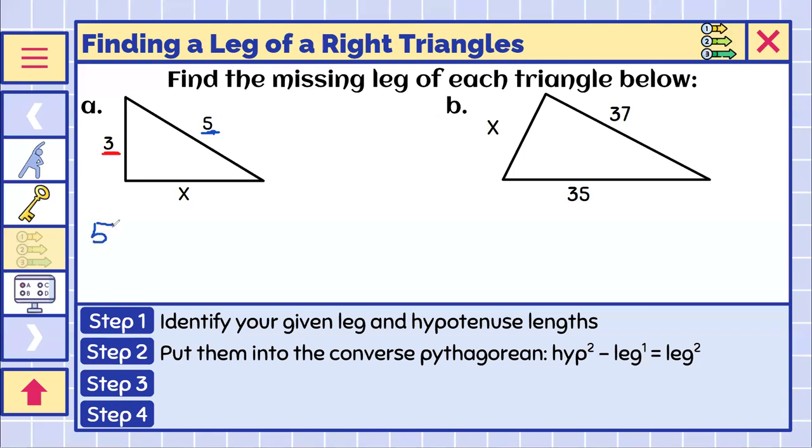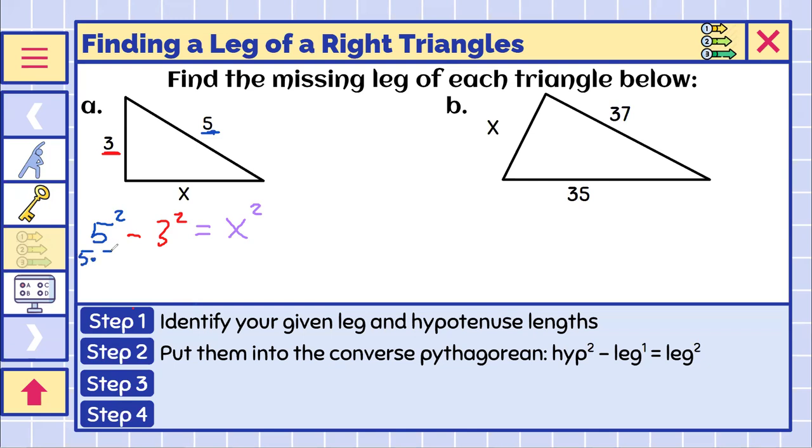We have 5 squared. And again, we're doing subtraction now, so minus 3 squared should equal x squared, our missing leg. Just like in the normal Pythagorean theorem, most of the process stays exactly the same. The only difference is we're going to subtract the two numbers, not add them. But that is literally the only difference.